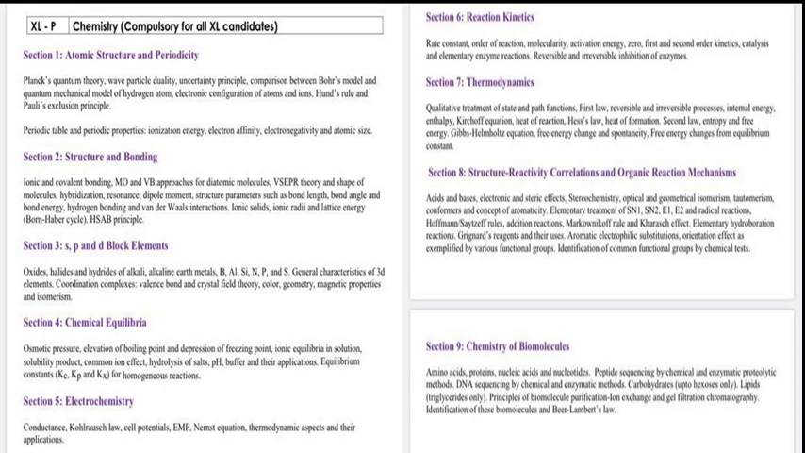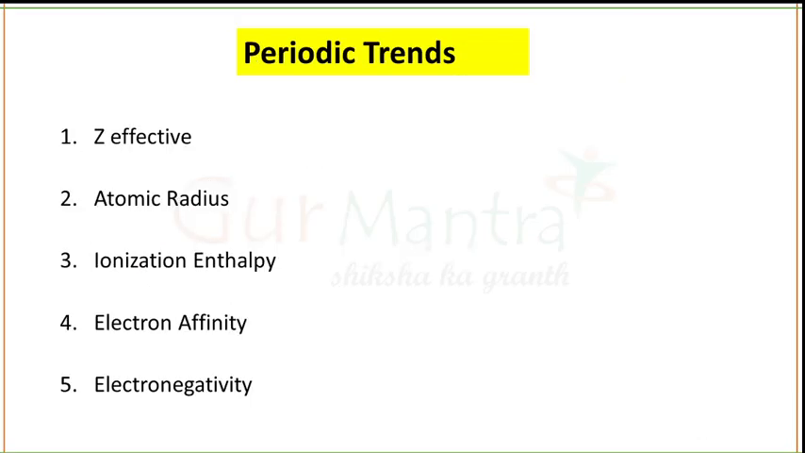Guys, this is our GATE 2021 exam syllabus. This is our section 1, atomic structure and periodicity. We have completed atomic structure and we have started the next topic of section 1, that is periodicity. In the periodicity topic, we have read about the periodic table and we have started periodic properties. In periodic properties, we have learned about Z effective and atomic radius, and in this particular lecture I am going to explain to you about ionization enthalpy. So let's get started without any further delay.